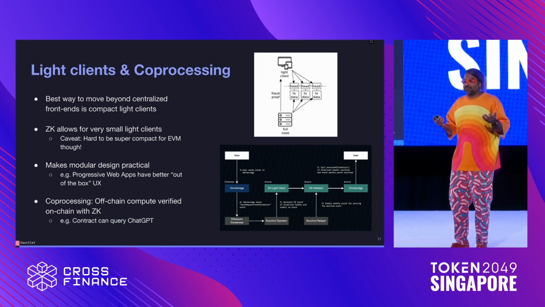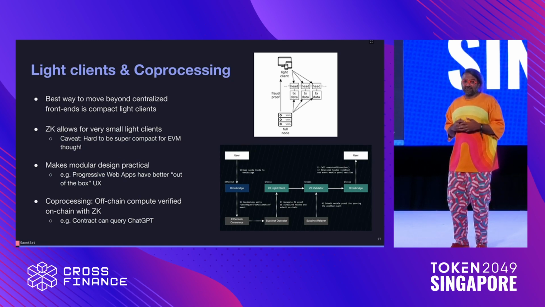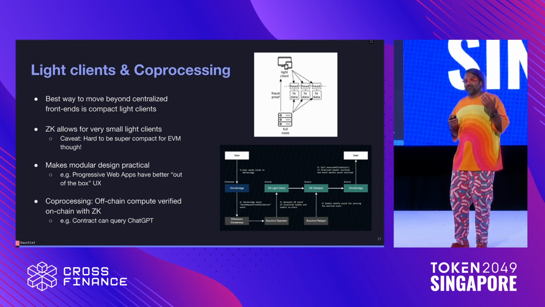And co-processing is another kind of extension of this, of being able to have a smart contract verify compute that's done off-chain via, say, a machine learning model.